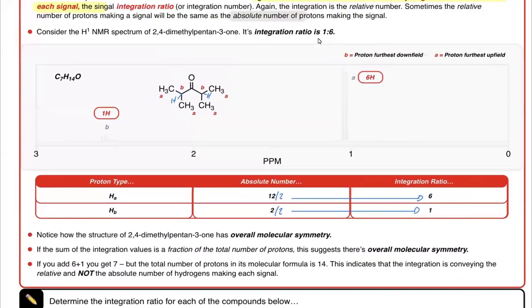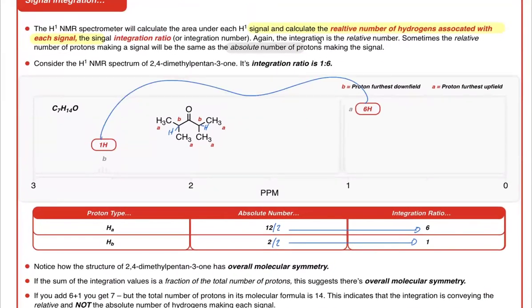Before we get to that, if you ever see in a spectrum that you add up the integration values, 6 and 1 make 7, and that's a fraction of the total, that communicates that your structure should have some overarching symmetry. I'm going to repeat that. If you add the integration values up, and the total of the integrations is a fraction of the total in the molecular formula, there's some overarching symmetry to the molecule. If I take the total divided by the sum of the integration values, I get the number 2. Then if I multiplied the integration by 2, that would give me the absolute number associated with that signal, which is 2 hydrogens. If I take 2 times 6, that would give me 12 hydrogens. That's the total absolute number of hydrogens associated with that signal.